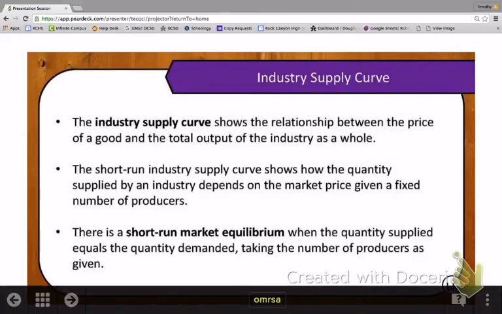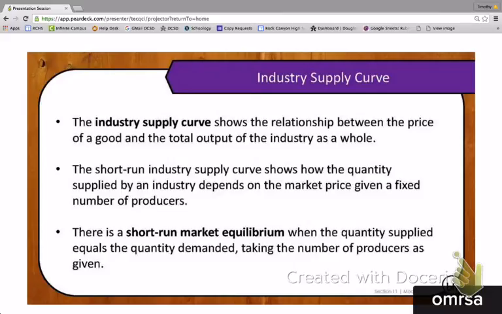So now we look at the industry supply curve. Okay, that was an individual firm supply curve, but what about the industry as a whole, made up of all of those individual firms? The industry supply curve shows the relationship between the price of a good and the total output of the industry as a whole. So the short-run industry supply curve shows how the quantity supplied by an industry depends on the market price given a fixed number of producers. Because in the short run, the number of producers will not change.